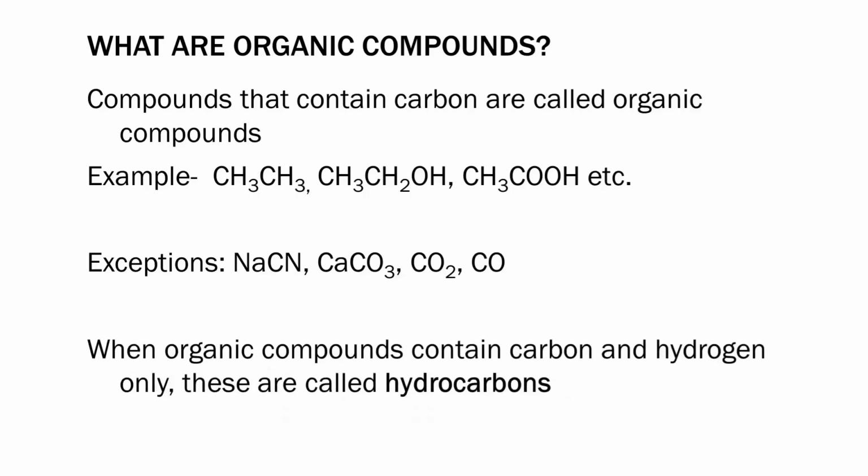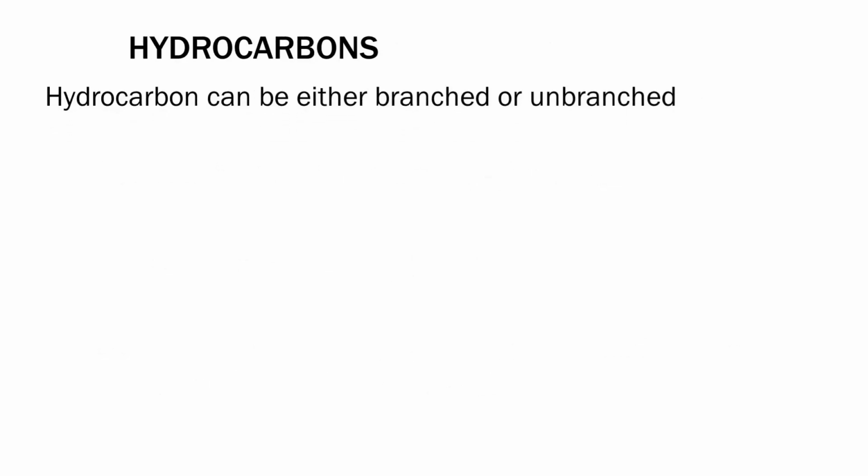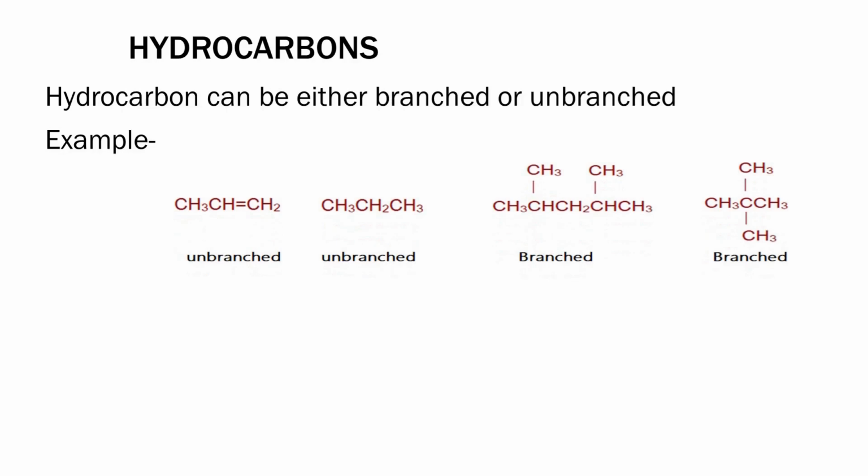When organic compounds contain carbon and hydrogen only, these are called hydrocarbons. So hydrocarbon means those compounds which contain carbon and hydrogen only, and a hydrocarbon can be either branched or unbranched. For example, this. Here the first two compounds are unbranched and the second two compounds are branched.